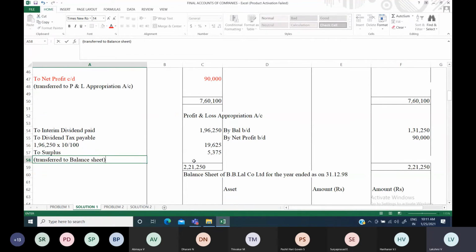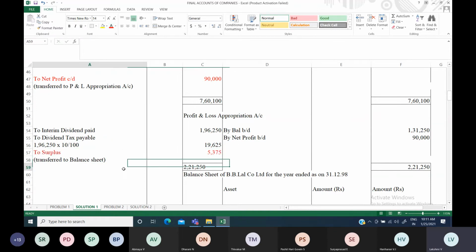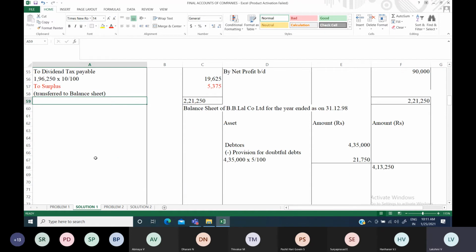Transfer to balance sheet. Okay. So you can highlight this answer and show. Okay. So this is the surplus. Now this has to be transferred to the balance sheet, liability side, capital order. You have to add the surplus.